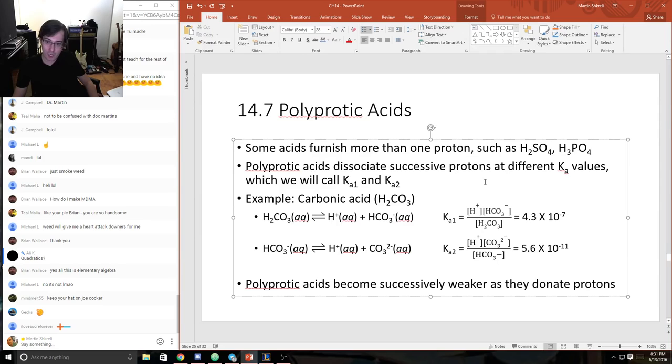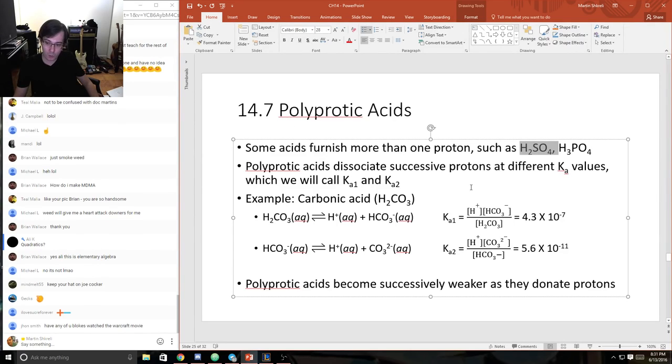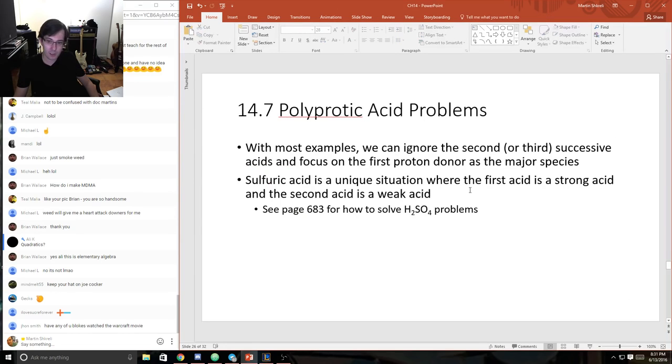Polyprotic acids dissociate protons successively, so one after another, and they have different Ka values. So we have Ka1 and Ka2, and you can see that the Ka values become weaker. They become weaker acids as they give off more protons. So the first proton that sulfuric acid gives off is very strong, and it's a strong acid, but the next time it's giving up a proton, it's actually a weak acid, interestingly.